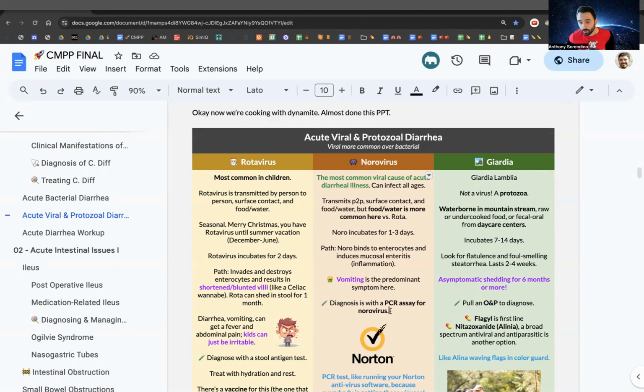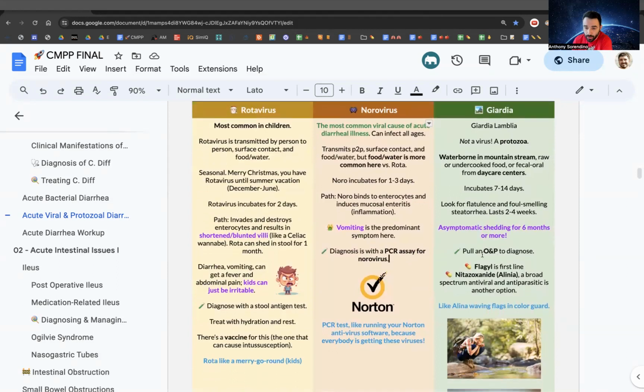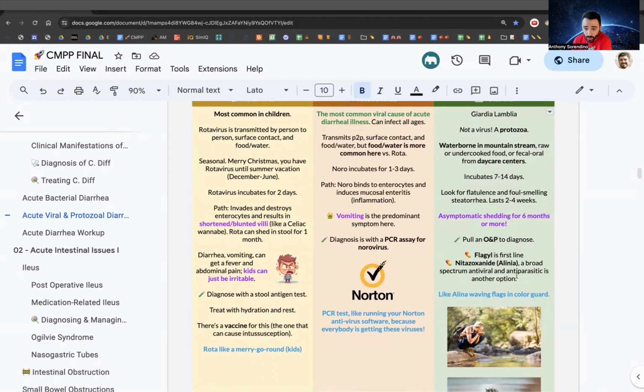Okay, the last thing here, not a virus, it's Giardia. This is a protozoa. You're going to get this, we mentioned before, waterborne in mountain streams. You can also get this, this is a big one, fecal-oral in daycare centers. This can shed asymptomatically for 6 months. So think about that in a daycare setting. It's crazy. You're going to see flatulence and foul-smelling steatorrhea. You're going to pull this ova and parasite lab to diagnose this.